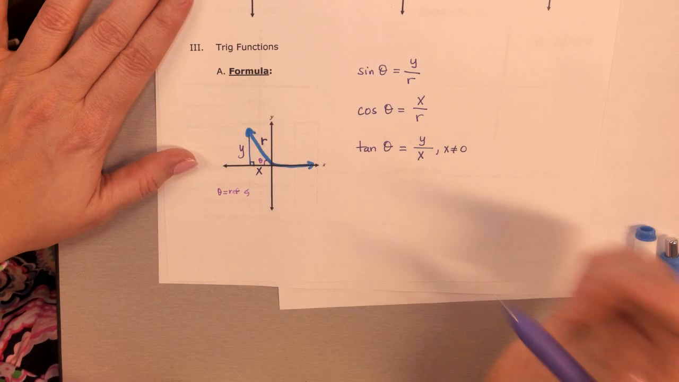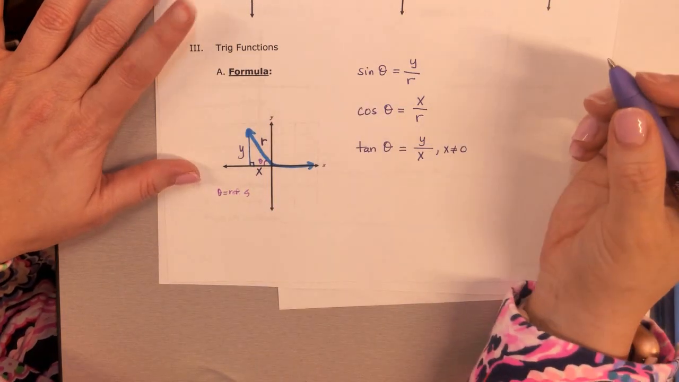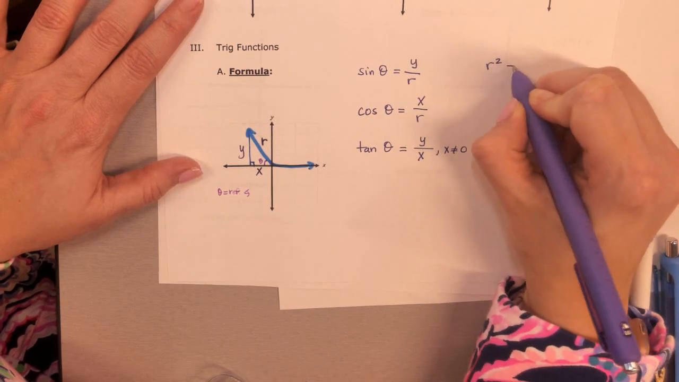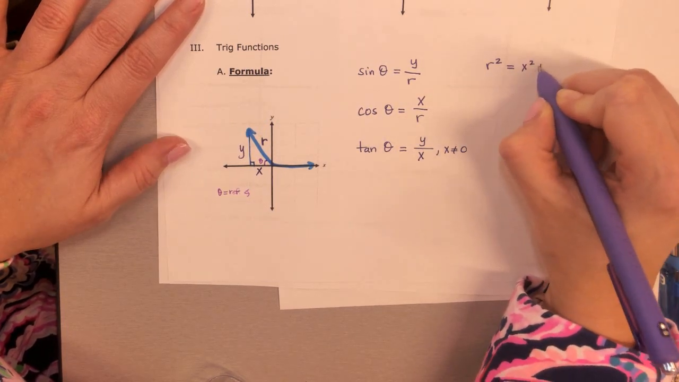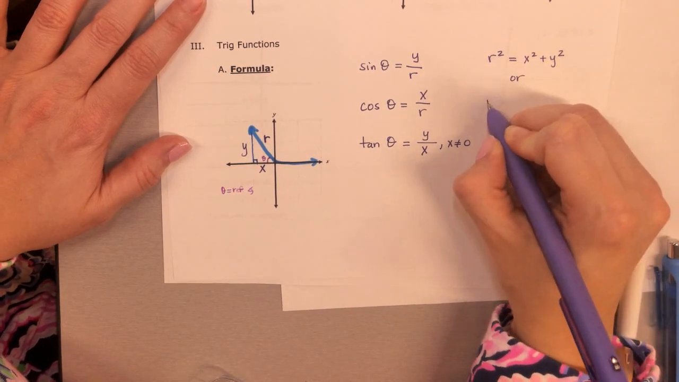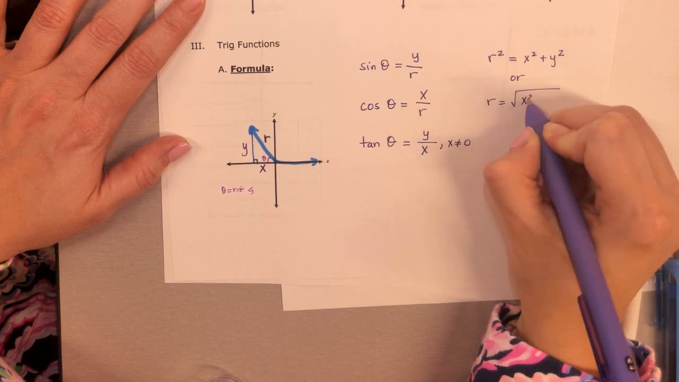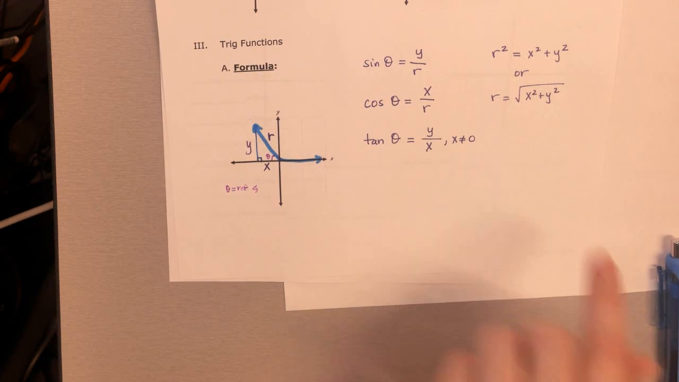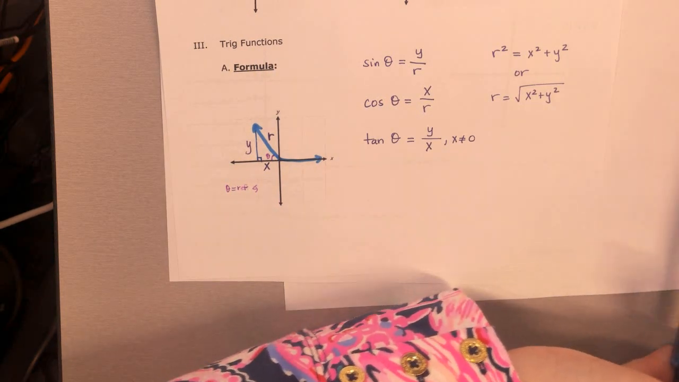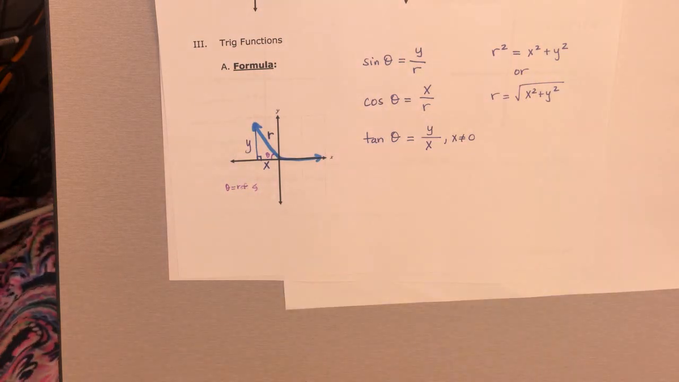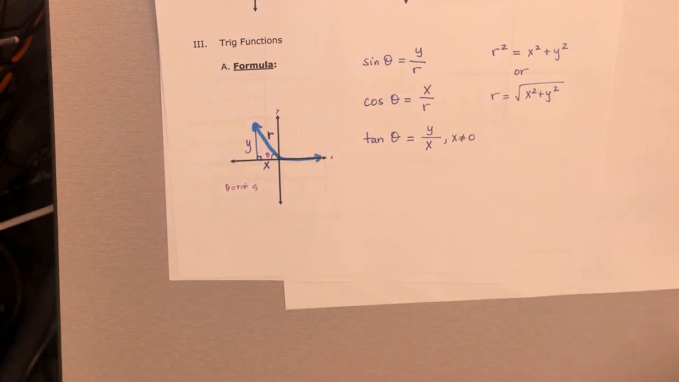Okay, and then the last formula that we're going to need is to find r. So remember, using the Pythagorean theorem, r squared equals x squared plus y squared. Or if you just want to write r is the square root of x squared plus y squared, both of those work. Okay, this would be solving for r by taking the square root of both sides. Okay, so we're going to use that on the back page.